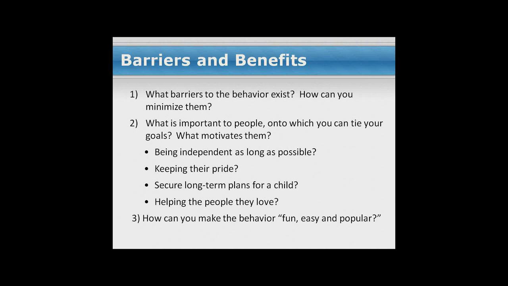So what barriers to the behavior exist? How can you minimize them? This portion of the process is where we start to identify barriers specific to our target audience, and then we look at what benefits we can offer that may outweigh those barriers. I think what motivates them has been a fascinating discussion for us. What is it that they're trying to accomplish in their caregiving role? What is it that they want for their care recipient? Helping the people they love is certainly very important.